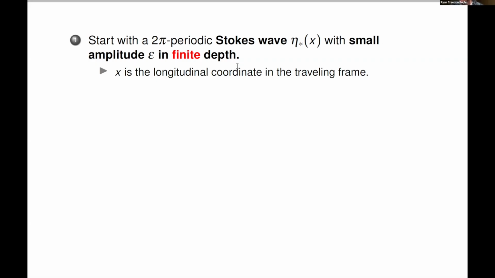And we're going to assume we're working in finite depth here. Hui was talking about the infinite depth case last week. So now we're going to consider the complementary case of finite depth. And so here, this little x coordinate, by the way, is going to be the longitudinal coordinate in the traveling frame. So really, if you were thinking of physical coordinates, this little x is x minus ct, where c is the velocity of my Stokes waves and t is time.